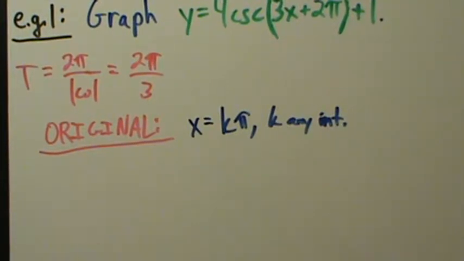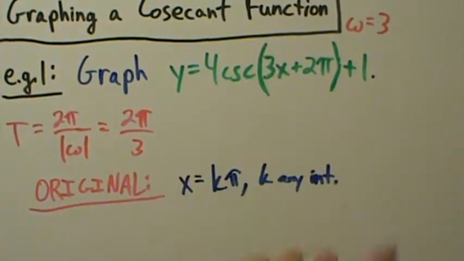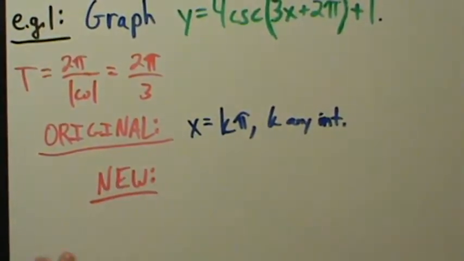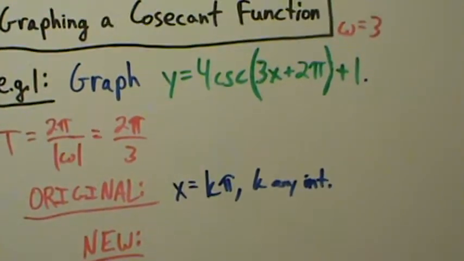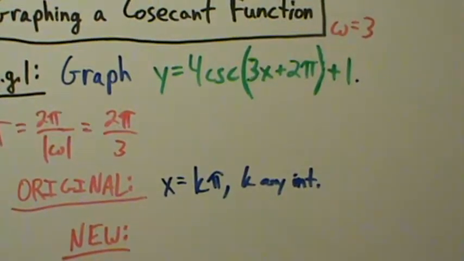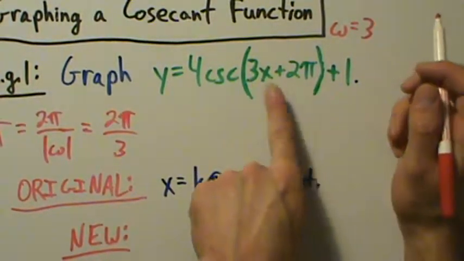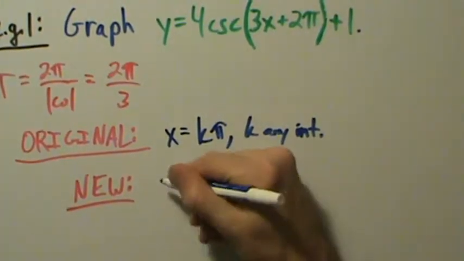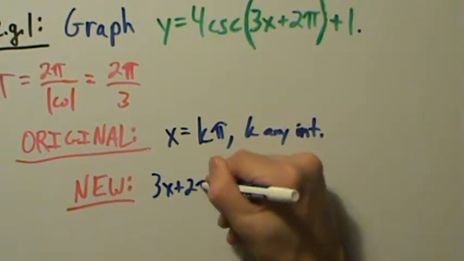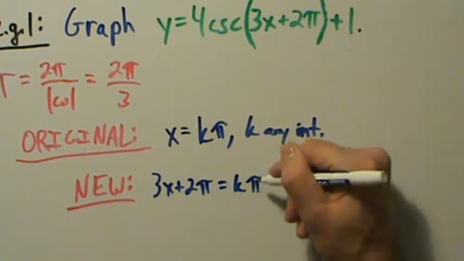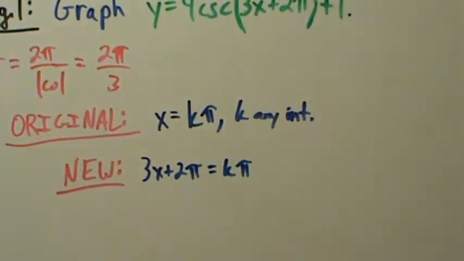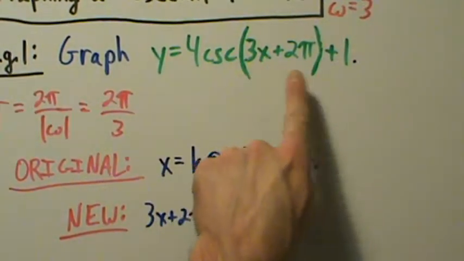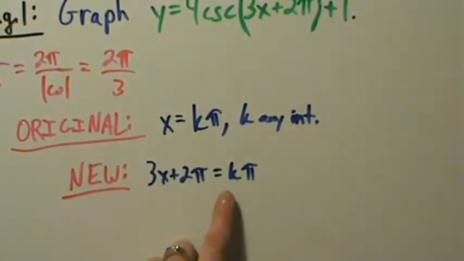Now, we don't have y equals cosecant of x, we have this big mess here. So now we say new, as in the new general equation for the new cosecant function we're given. Just like we always do, we take everything inside of the cosecant, which is 3x plus 2 pi, and set it equal to k pi. Then we solve for x. We use k pi because it's cosecant, and we take everything inside of the cosecant, 3x plus 2 pi, and set it equal to k pi.